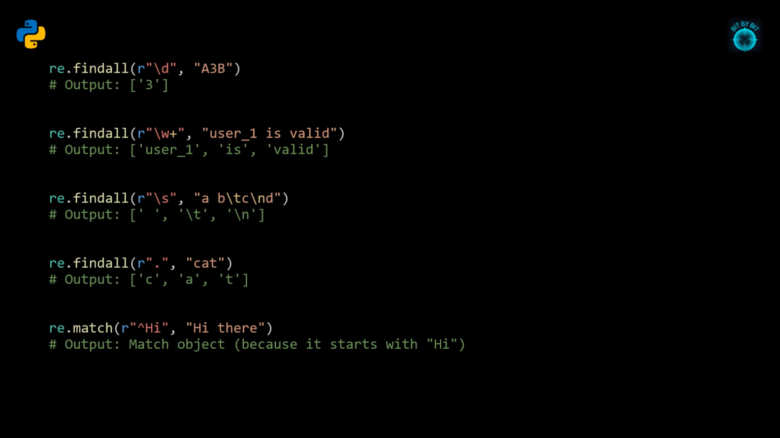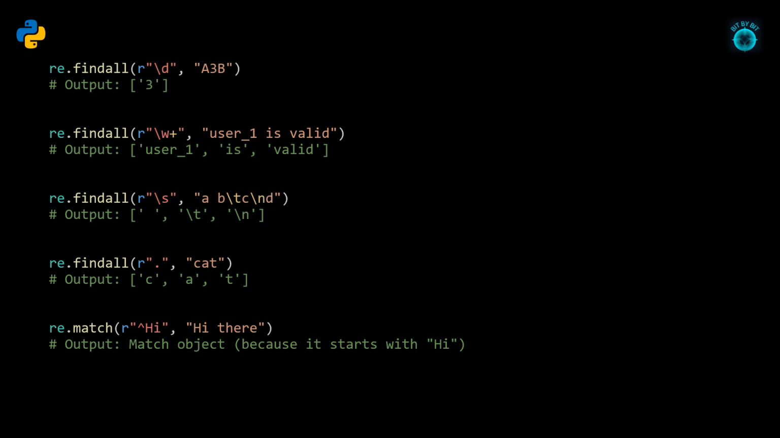The first example finds all digits in the string A3b. The pattern uses \d, which matches any digit from 0 to 9. The result is a list containing the number 3. The second example finds all word parts in the string "user_1 is valid". \w+ matches sequences of letters, digits, or underscores. The result is a list: user_1, is, and valid.